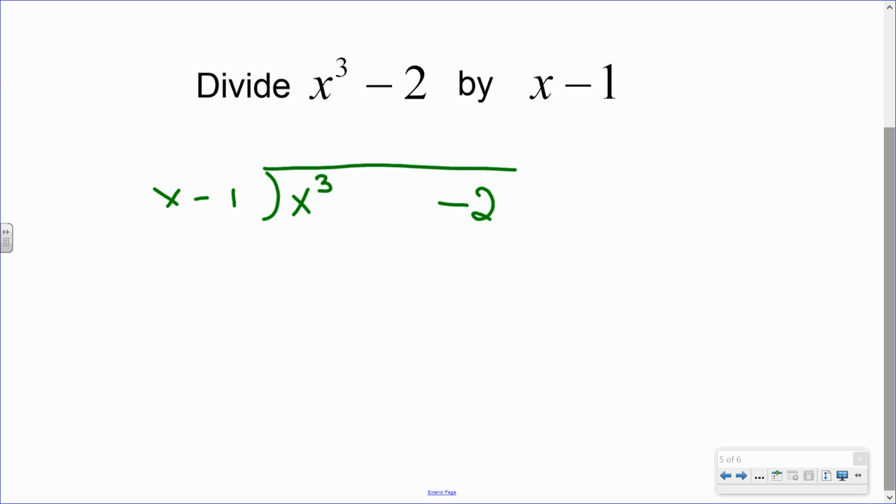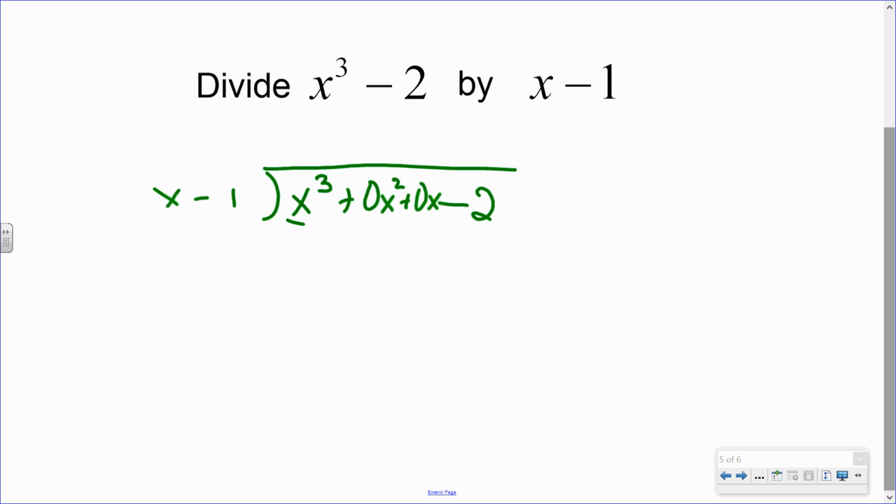Now I gave you a hint with the way that I wrote that. What else do I have to do as I set this up? Chloe? Put the placeholders in, so plus 0x squared and plus 0x. Does anybody remember how I get the first term of my quotient?